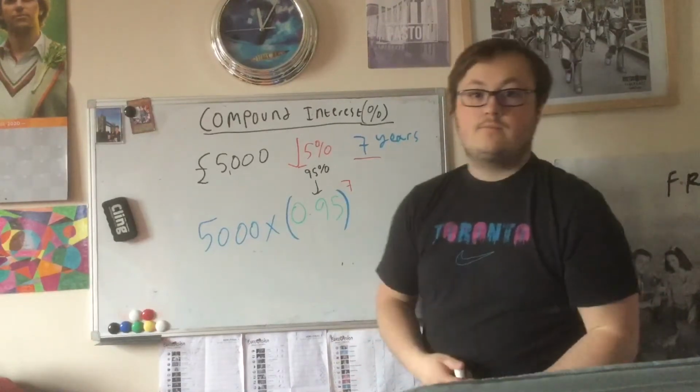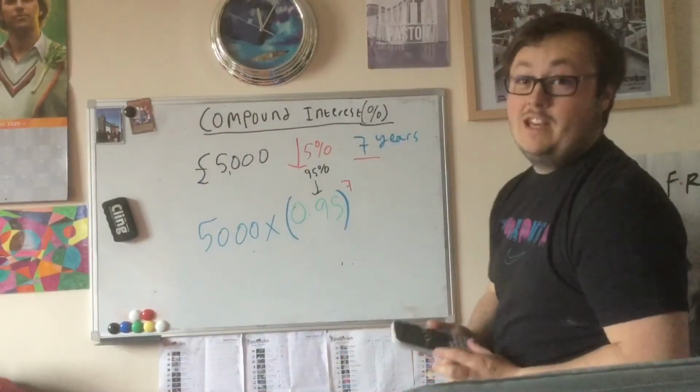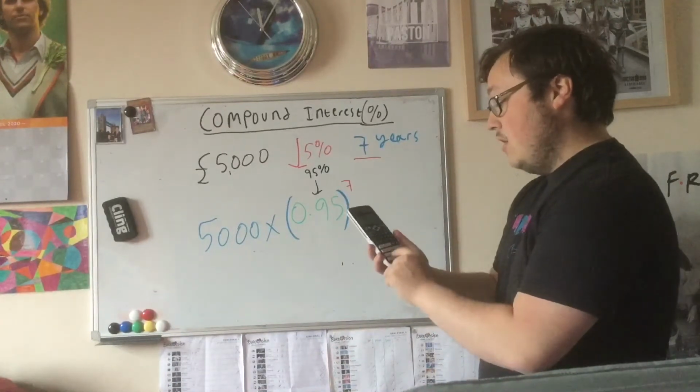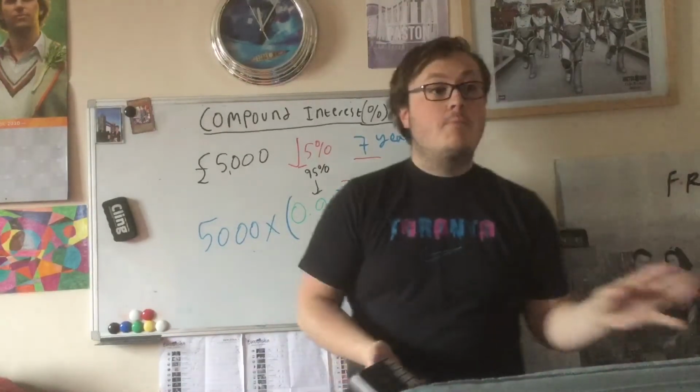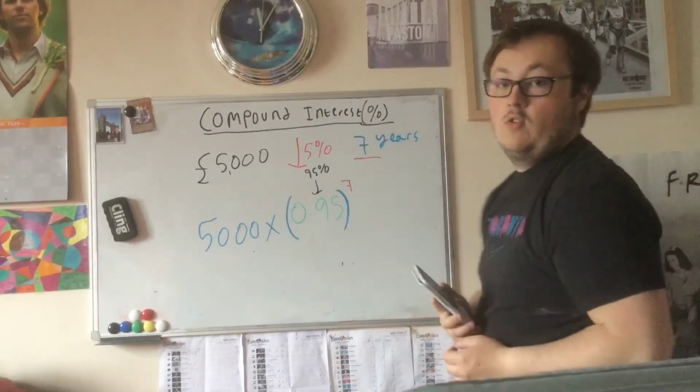That makes sense? So, what you enter into your calculator, because you will need a calculator for this, 5,000 times, you need to put it in the brackets, because if you don't put it in the brackets, it might do it to the whole problem. Remember what BidMaths taught us.